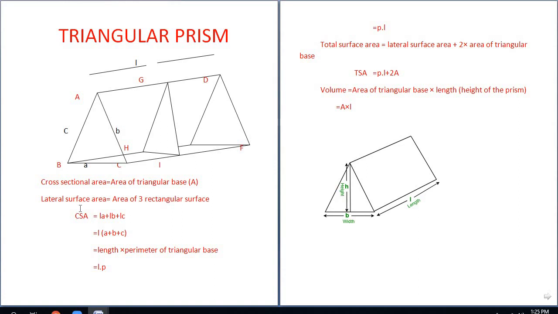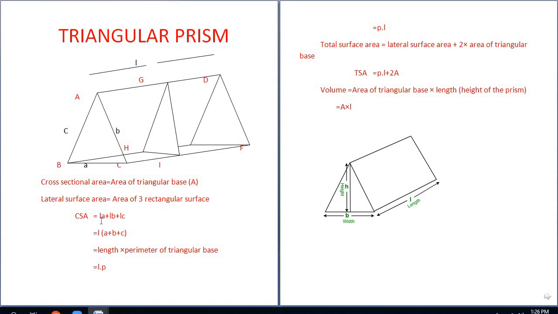Curved surface area, or the lateral surface area LSA, is the total area occupied by three rectangular surfaces excluding the triangular part. That means we use the area of figures ACFD, ABED and BCFE. If we sum all these three rectangles, we get the curved surface area.